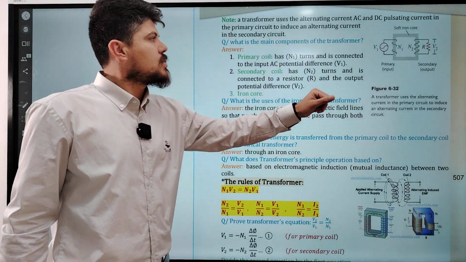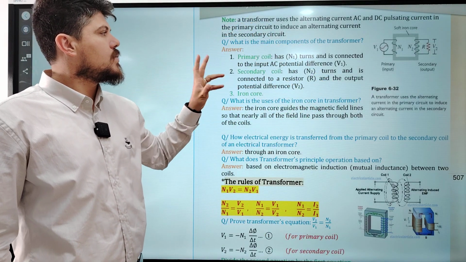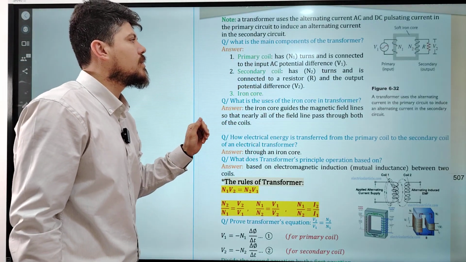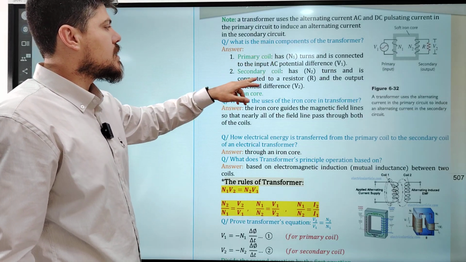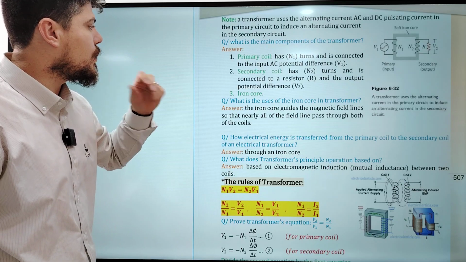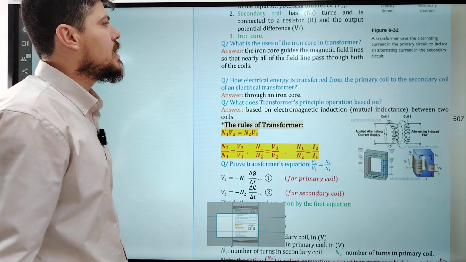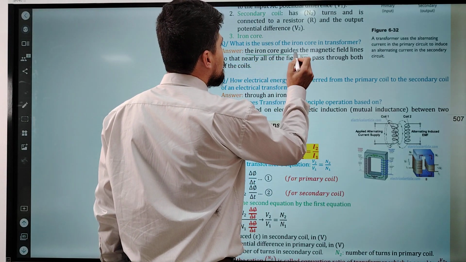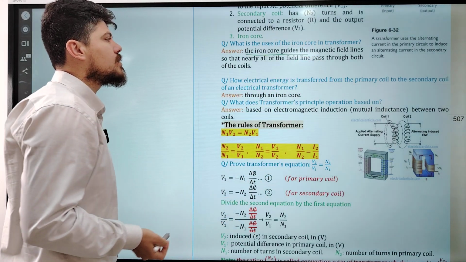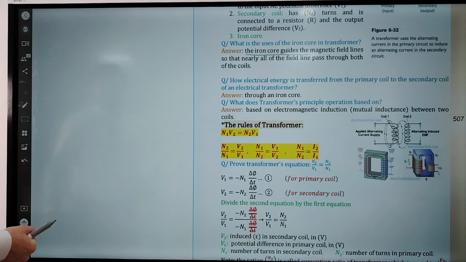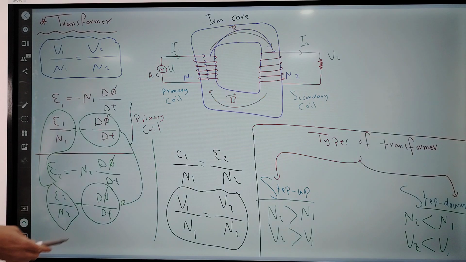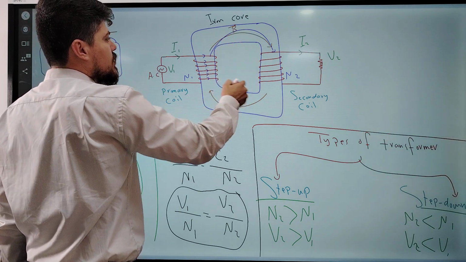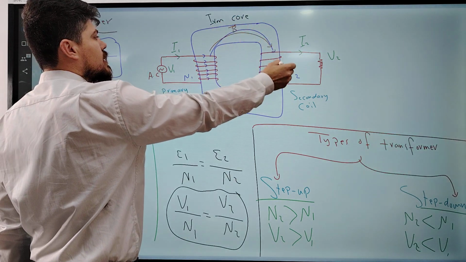What are the main components of the transformer? We have three main components: primary coil, secondary coil, and iron core. Primary coil has N1 turns and secondary coil has N2 turns. What is the use, or the advantage, of the iron core? The iron core guides or traps the magnetic field lines, so that nearly all of the field lines pass through both coils. Look at this. This is the iron core. This iron core guides the magnetic field lines from the primary coil to the secondary coil.